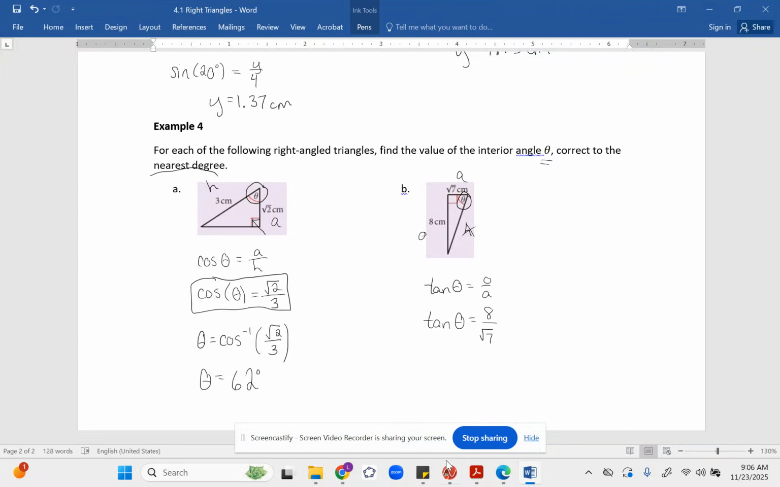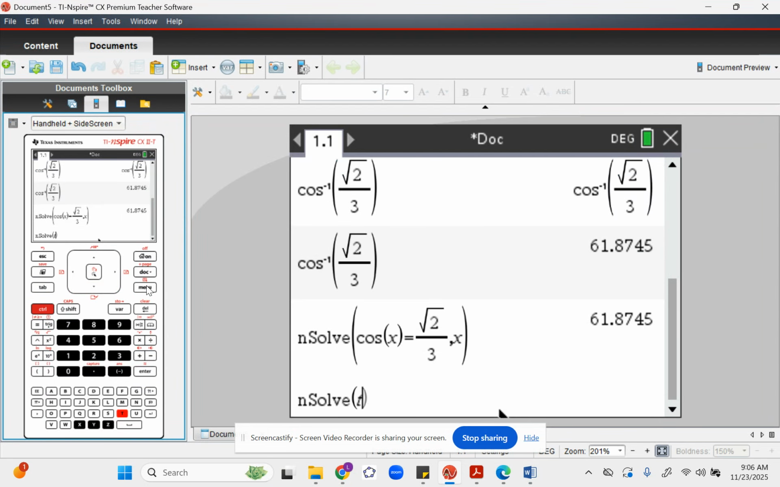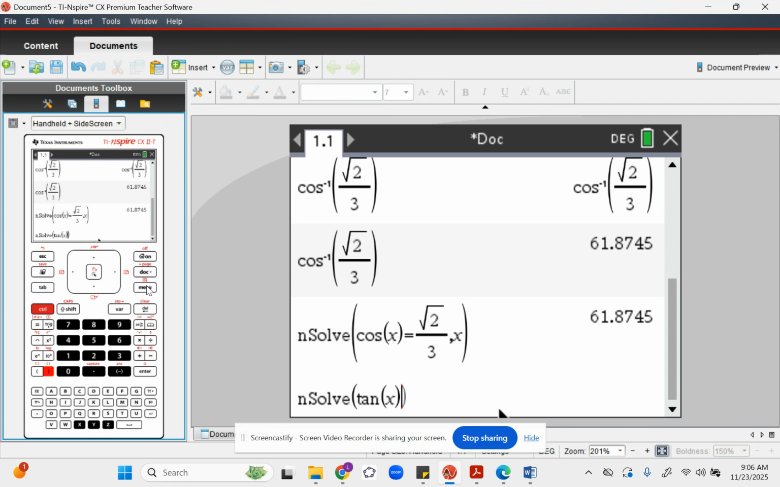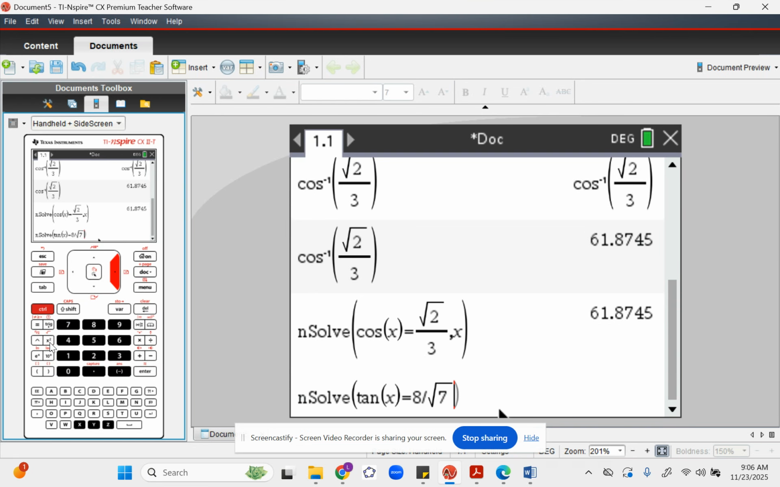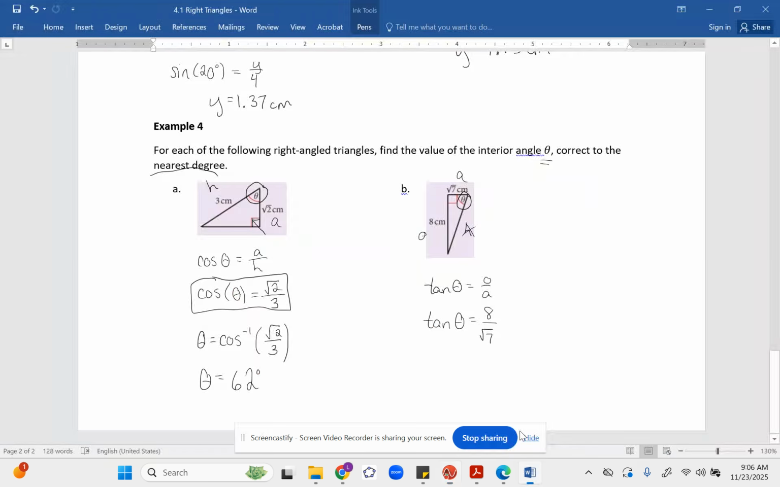Let's see what would happen if I try to nSolve this. Tangent of x equals 8 divided by the square root of 7. It did work, so maybe it will always work. I get 71.7 degrees. Great. I do get 71.7 degrees. Good. Actually, it will always work. Yeah, nSolve will always work here.